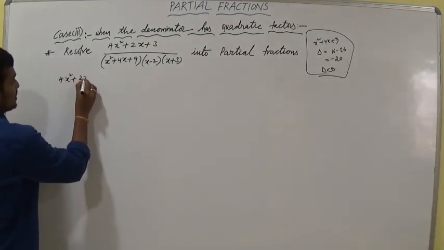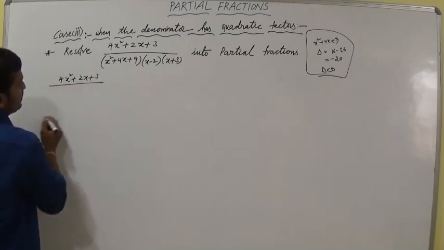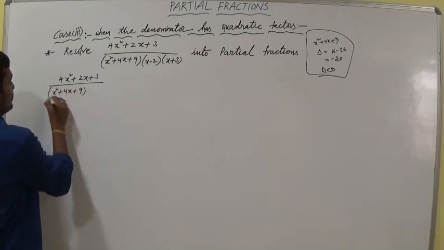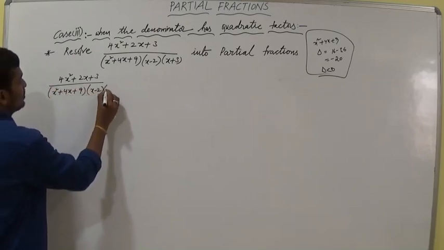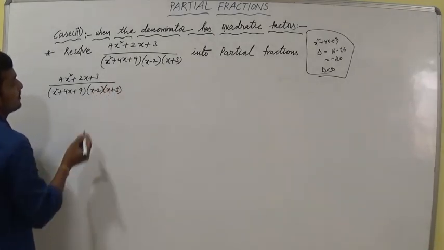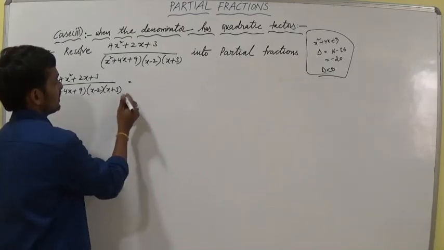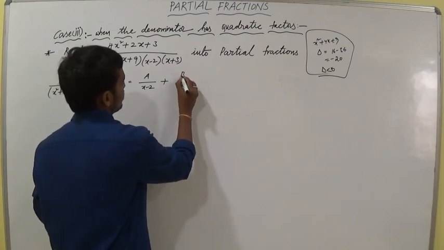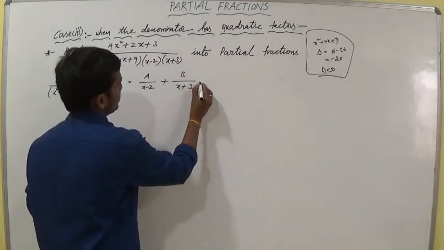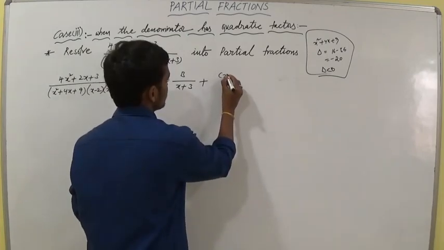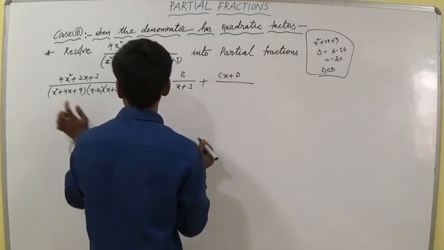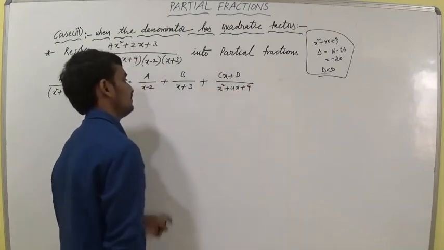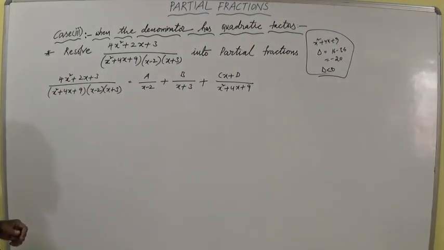4x square plus 2x plus 3 by x square plus 4x plus 9 into x minus 2 into x plus 3 is equal to, first the linear factors: a by x minus 2 plus b by x plus 3 plus cx plus d by x square plus 4x plus 9.